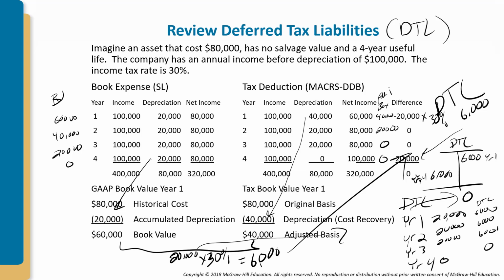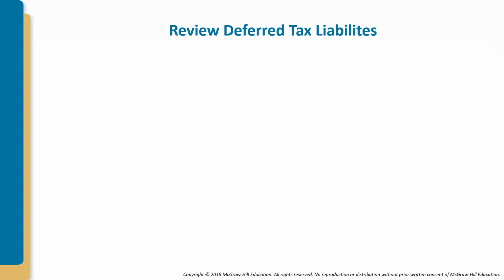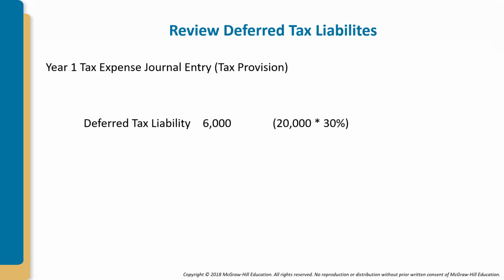Now, we have this $20,000 difference. So what does that do for us in terms of our journal entries? Ultimately, that's a lot of what we're doing: journal entries. Well, let's look at deferred tax liabilities. The year 1 tax expense journal entry, often called the tax provision. We would be crediting deferred tax liability for $6,000. That's the $20,000 difference in the expenses, or in the book value, however you want to think of it, times 30%. Okay, that's a liability account.